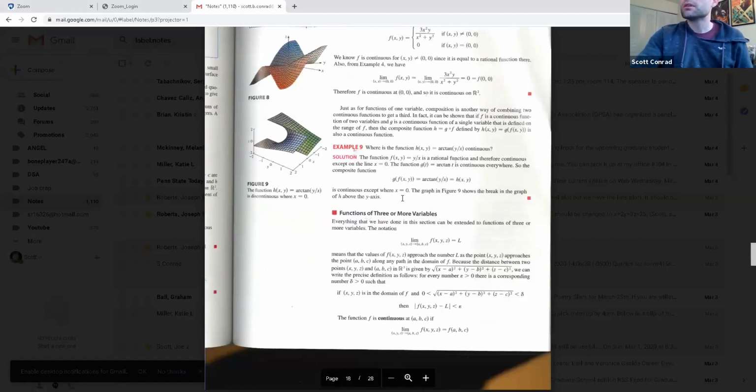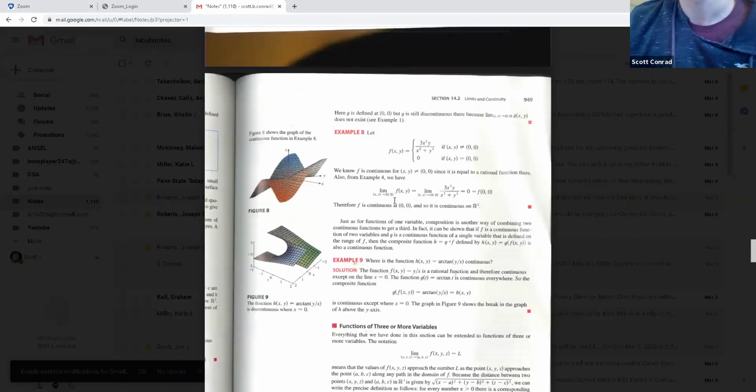Okay, can everyone see? For some reason, I can't see this, but can everyone see the scan of the book? Cool. Okay.